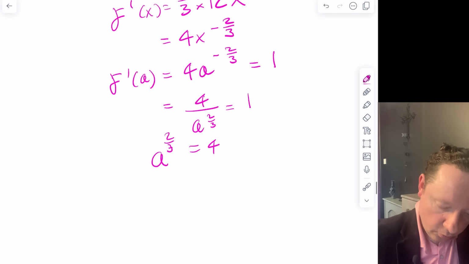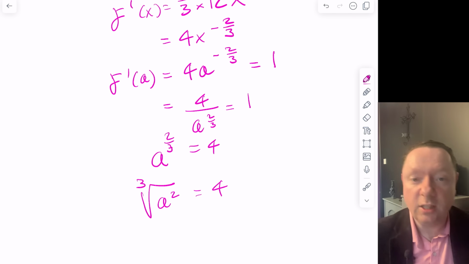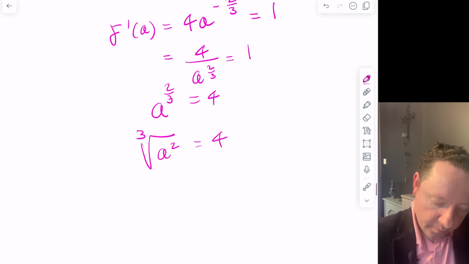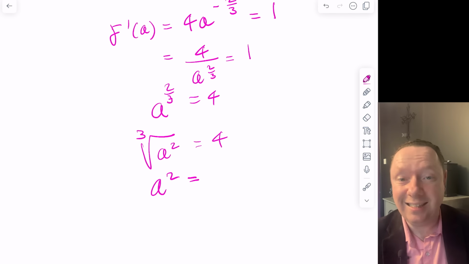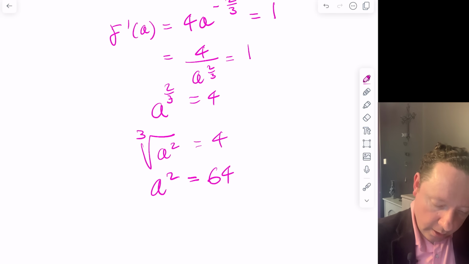So what is a to the 2/3? That's the cube root of a squared equals 4. So if I just cube both sides, that'll give me a squared. And 4 fours is 16, times 4 is 64. And the square root of 64 is 8. And x is greater than 0, so it is just 8.